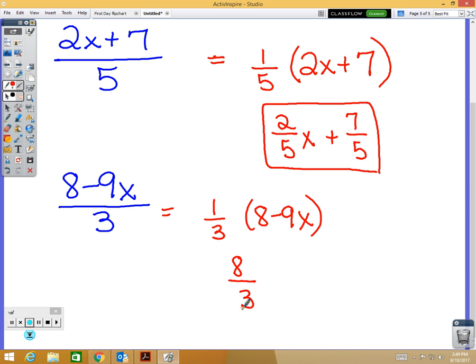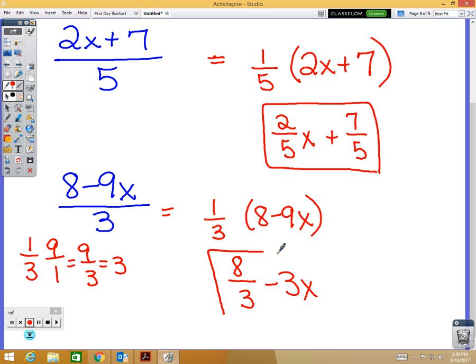And positive 1/3 times a negative 9x. Negative 9 over 3, which is just negative 3, correct? Negative 9 over 3 is just negative 3x. 1/3 times 9 over 1 is 9 over 3, which equals 3. That's where we're getting that from. So we just did the simplifying in our head. I think most of you would probably be okay with that.